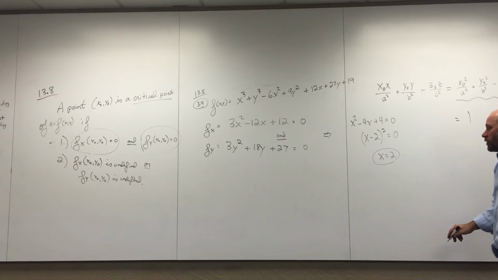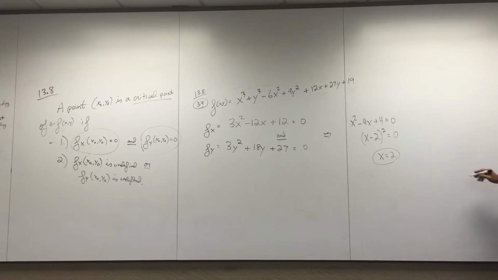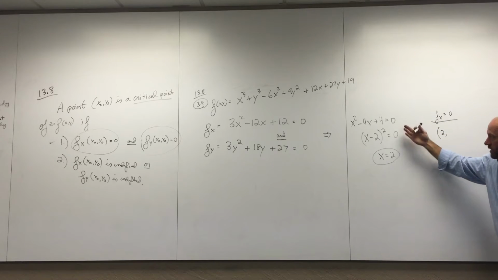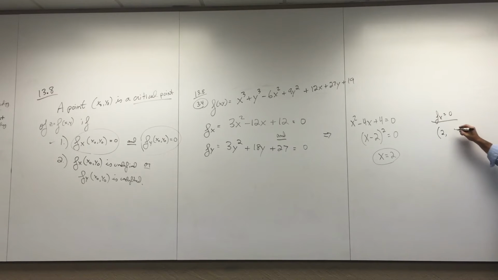Now listen, so what? As of right now, for this fx to equal 0, can you name a point where fx equals 0? I mean, when does fx equal 0? When x is 2, and what did it say y had to be? It doesn't say. So what could y be? Anything. Thank you. So it could be (2, -1). It could be (2, 3). It could be (2, 17). So there's millions of things it could be.